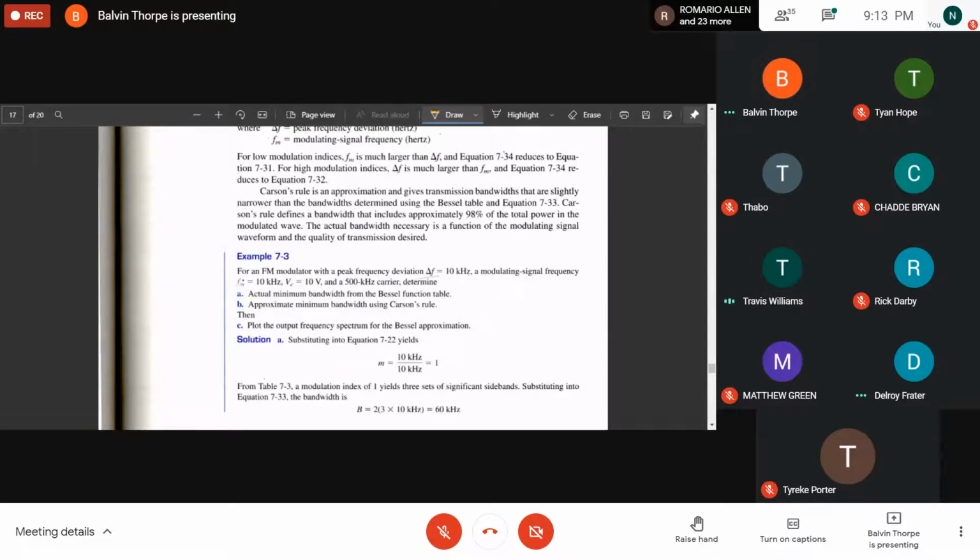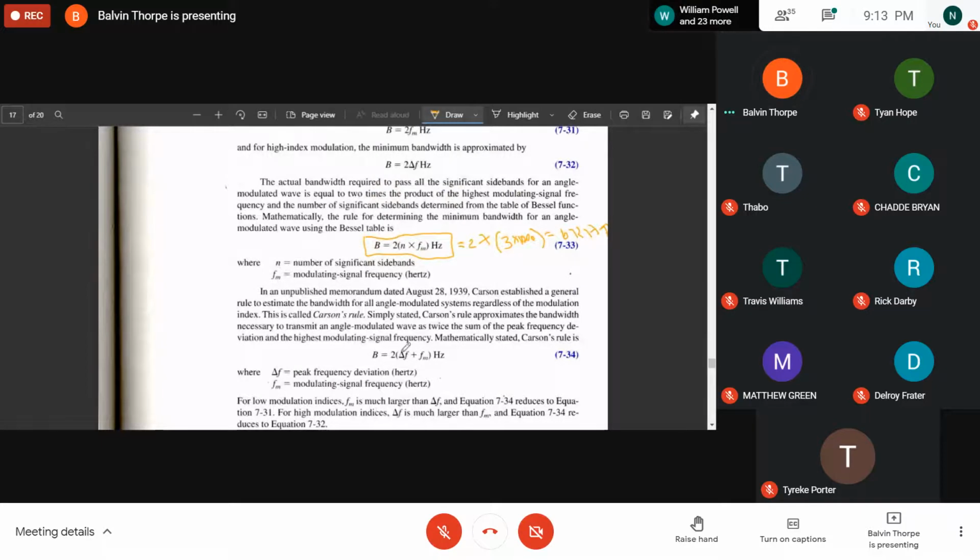What's the question? If we were supposed to use Mr. Carson's method, how would we determine the bandwidth? The bandwidth is determined by this formula for Carson of an FM wave. He says that the bandwidth for an FM wave is 2 times the peak frequency deviation plus the modulating signal.